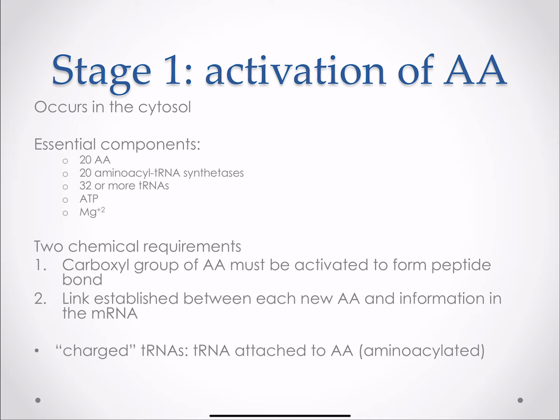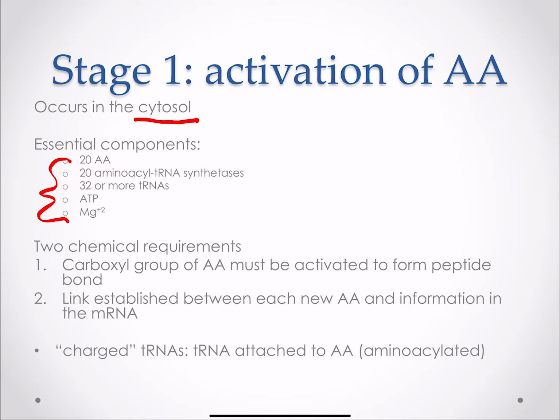Now with respect to activation of amino acids, this is going to occur in the cytosol, and you're going to have a series of essential components listed here. We have of course our amino acids that are essential. We're going to have those amino acids be activated. That's going to be done by those aminoacyl tRNA synthetases. We're then going to have tRNAs that are going to be important. This is going to need ATP, and magnesium is always associated with ATP.